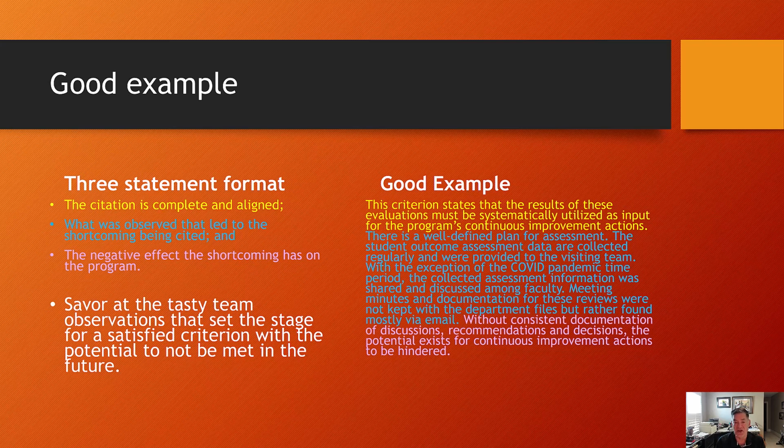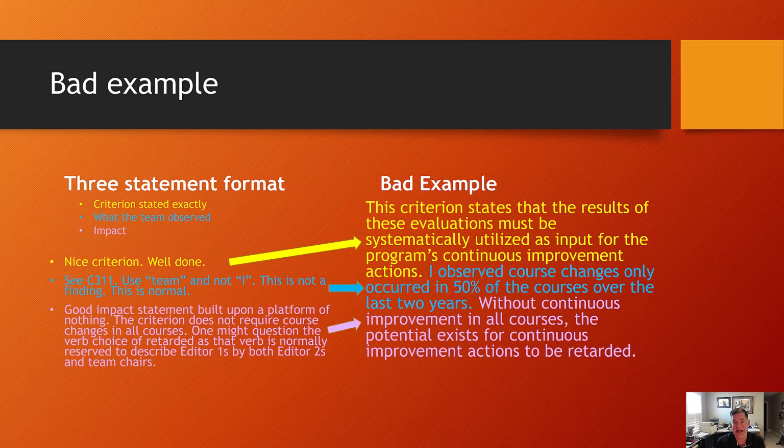Okay, notice I use, in this particular case, potential exists. As you look at that, hopefully you're savoring. This is tasty, this is meaty, this is really well done in terms of describing all 3 of the various components. So having this tasty meal, let's now go to a bad example.